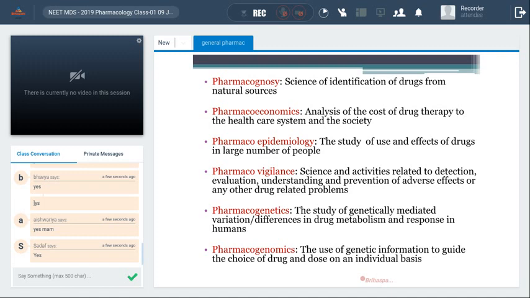Okay, these are a few definitions. Is this clear for you? You just have to give one reading about this.